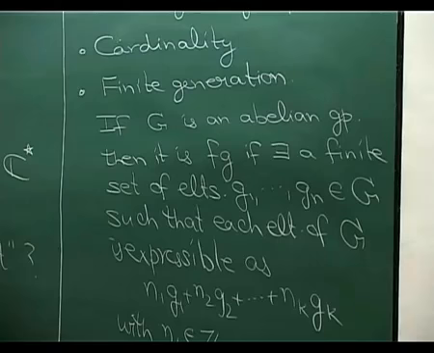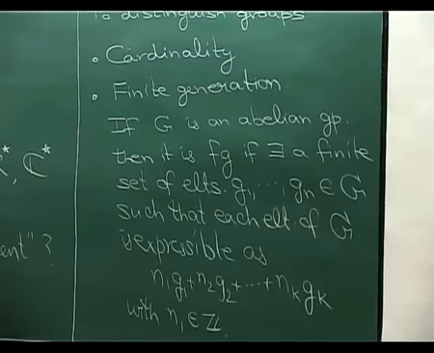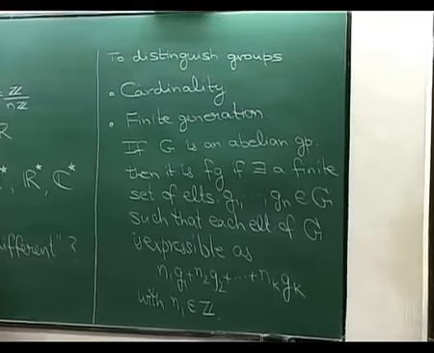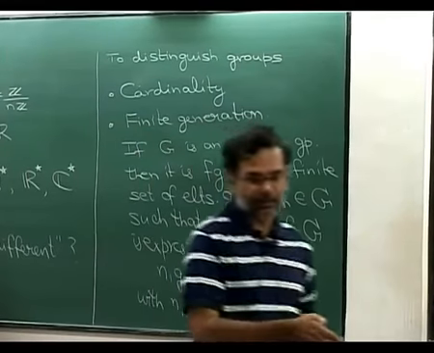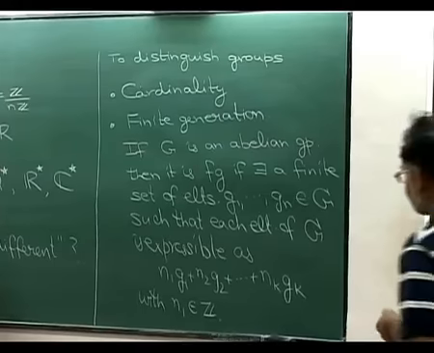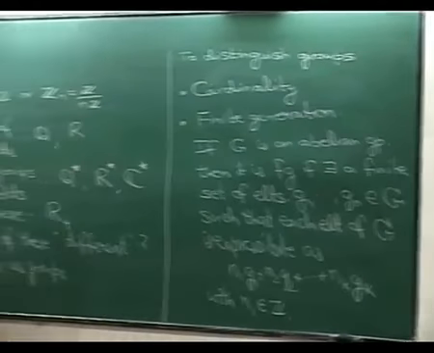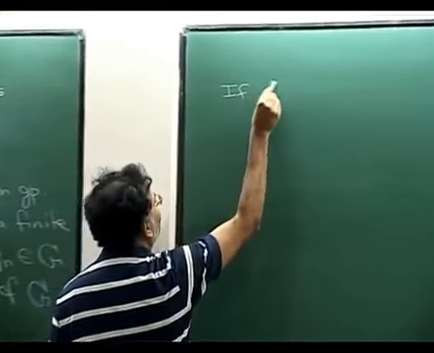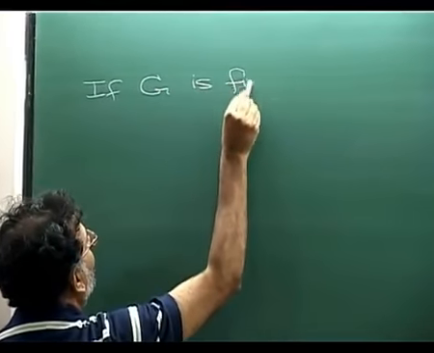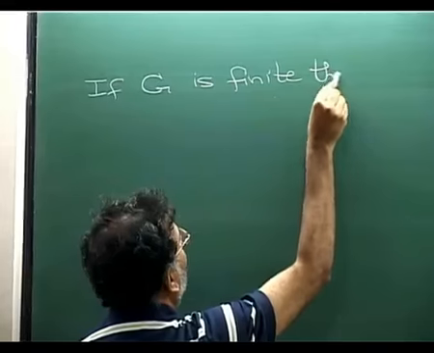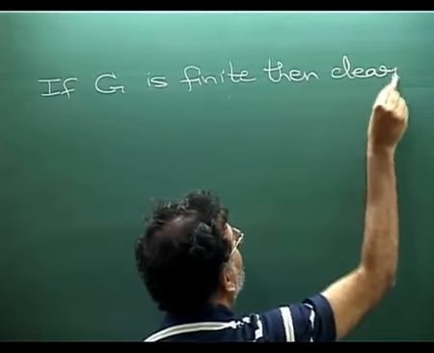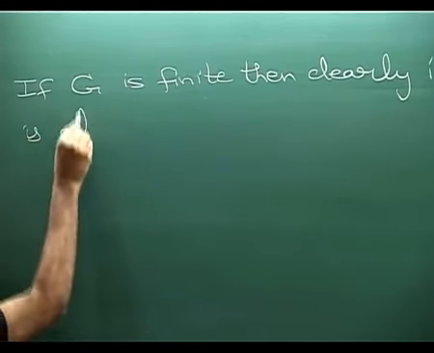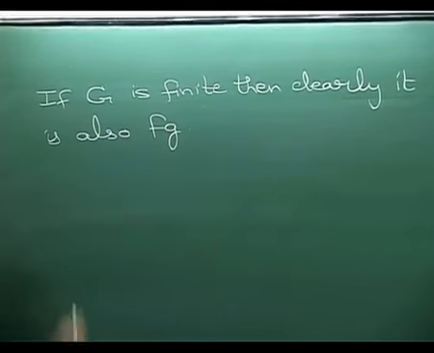So it is important when one gives a definition to give examples both of groups that are finitely generated and of groups that are not finitely generated. So for any definition you have to give examples of both things, something that satisfies the definition, something that does not satisfy the definition. Okay, so if you look at these examples, first notice that if the group is finite, then of course it is finitely generated. So if G is finite, then clearly it is also finitely generated. That's no problem.